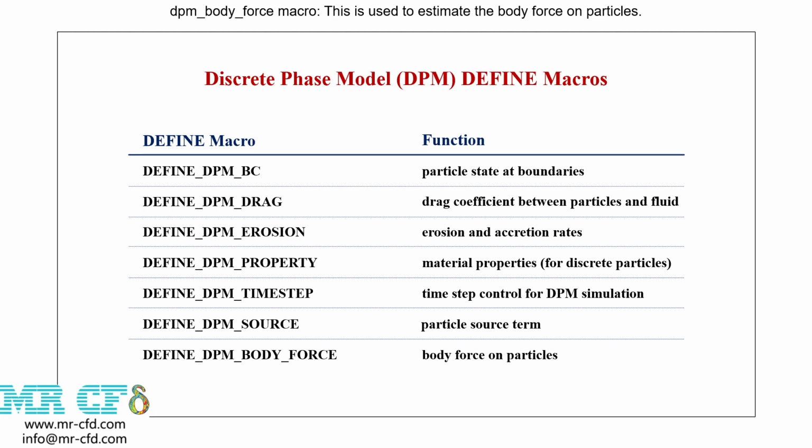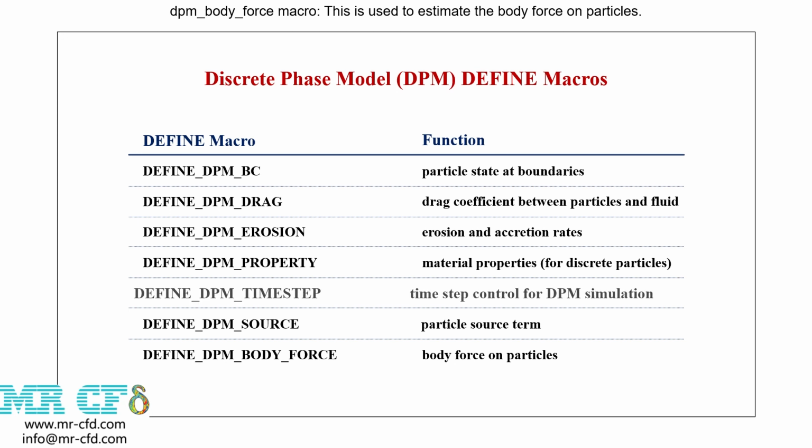DPM BC macro. This is used to express the state or behavior of discrete particles at the desired boundary. DPM drag macro. This is used to estimate the drag coefficient between particles and fluid. DPM erosion macro. This is used to estimate the erosion rate and cohesion. DPM property macro. This is used to define the thermophysical properties of the material related to discrete particles.